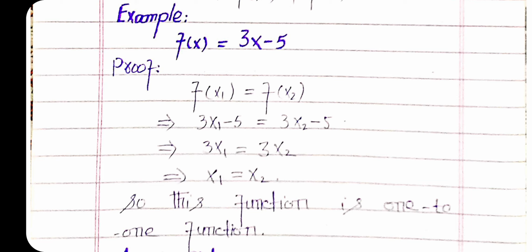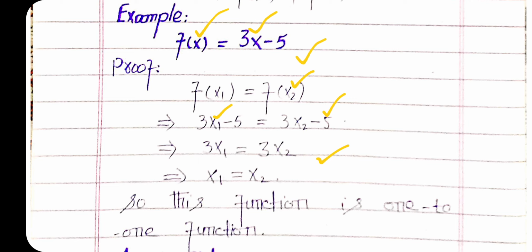Suppose we have the function f of x is equal to 3x minus 5, and we consider f of x1 is equal to f of x2. Here f of x1 is equal to 3x1 minus 5, and f of x2 is equal to 3x2 minus 5. Then we can clearly see that if we add plus 5 on both sides, using the negative operation and the existence of the 0 element, we have 3x1 is equal to 3x2.